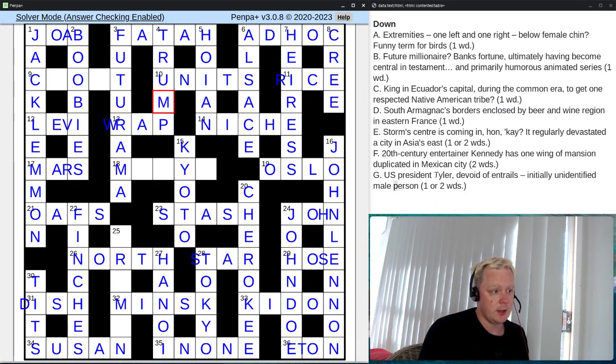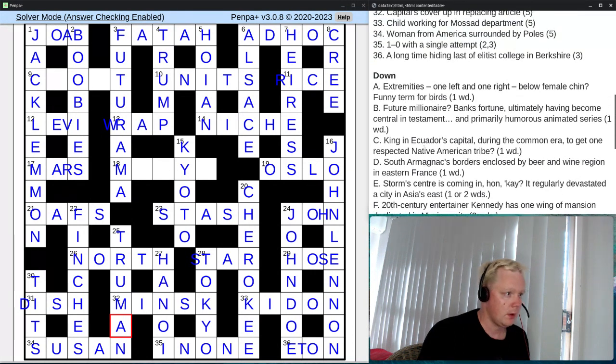Now, there's another US president that this same wordplay can give. So it fits here, it is Truman. So Tyler devoid of entrails, again TR. And this initially now only applies to this unidentified. So initially unidentified is U, and then male person is man. So TR plus U plus man gives Truman, also US president. So that is all the down clues done, and now what's left is doing these 2 acrosses. So 4 down was Trump, and we need it for both of these.